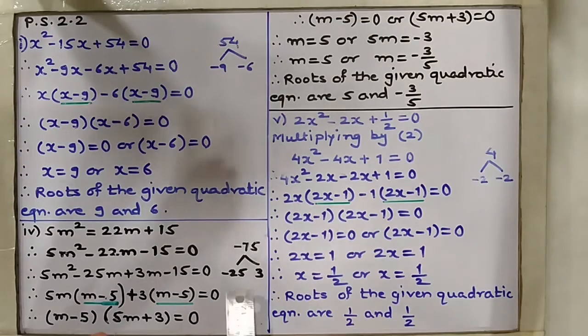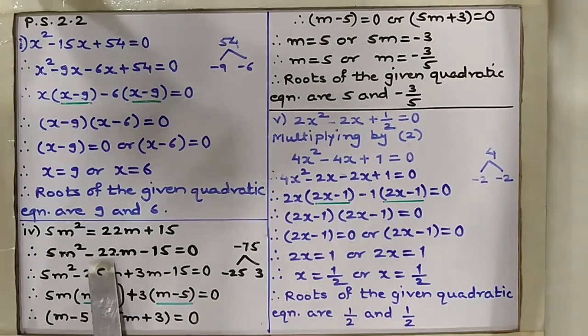Okay, so we'll take the two numbers as minus 25 and plus 3. Minus 25 multiplied by 3 is minus 75, and minus 25 plus 3 is minus 22. So as both the conditions are getting satisfied, our factors are correct. They are minus 25 and plus 3.